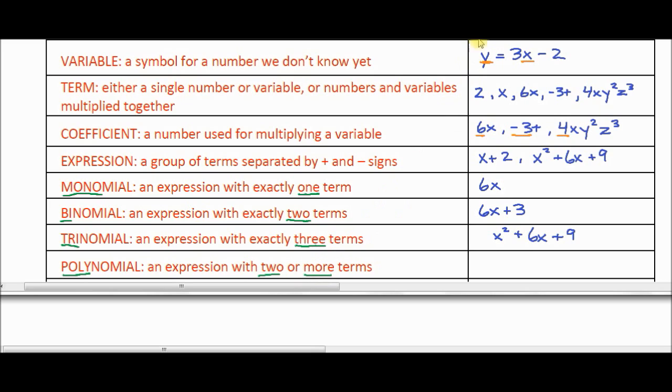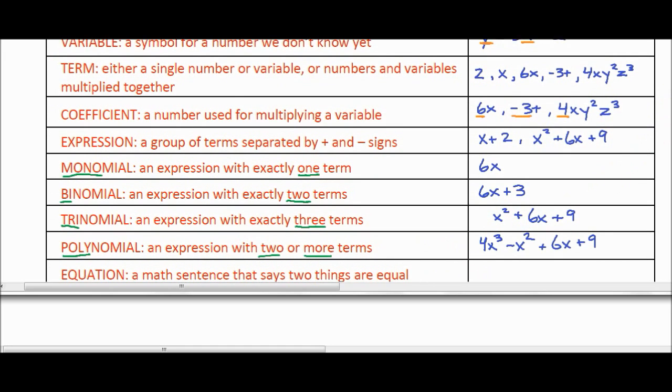How about an example of that? Let's write something a little bit more crazy here. We'll write 4x cubed minus x squared plus 6x plus 9. You can see now that has 4 terms, so it's not a trinomial, not a binomial, not a monomial, but it does count as a polynomial because it has 2 or more terms.